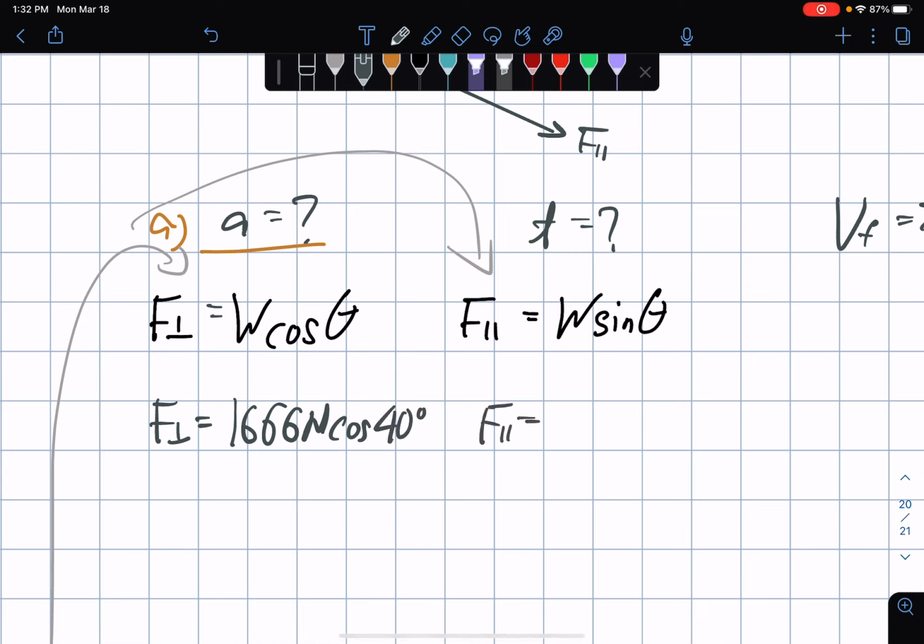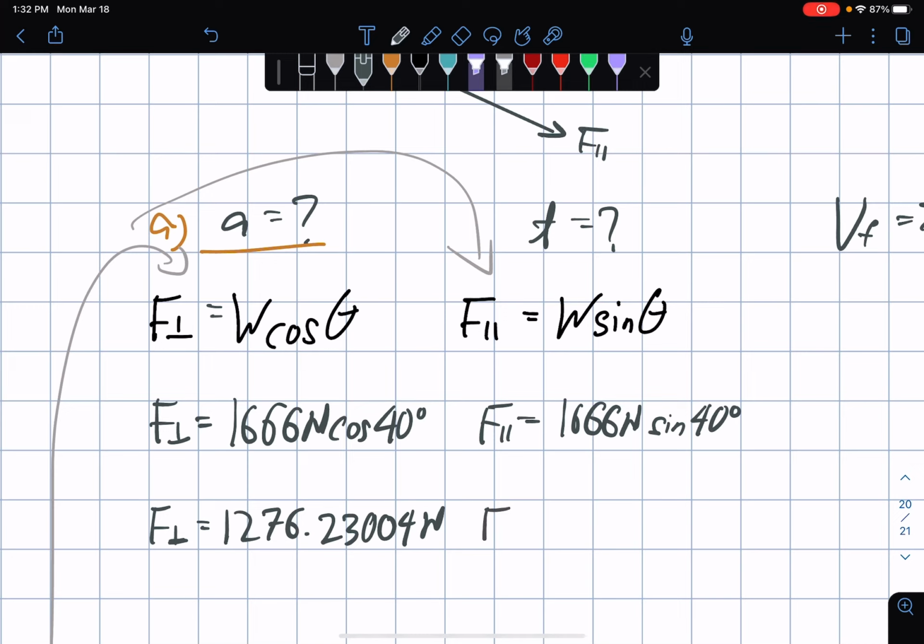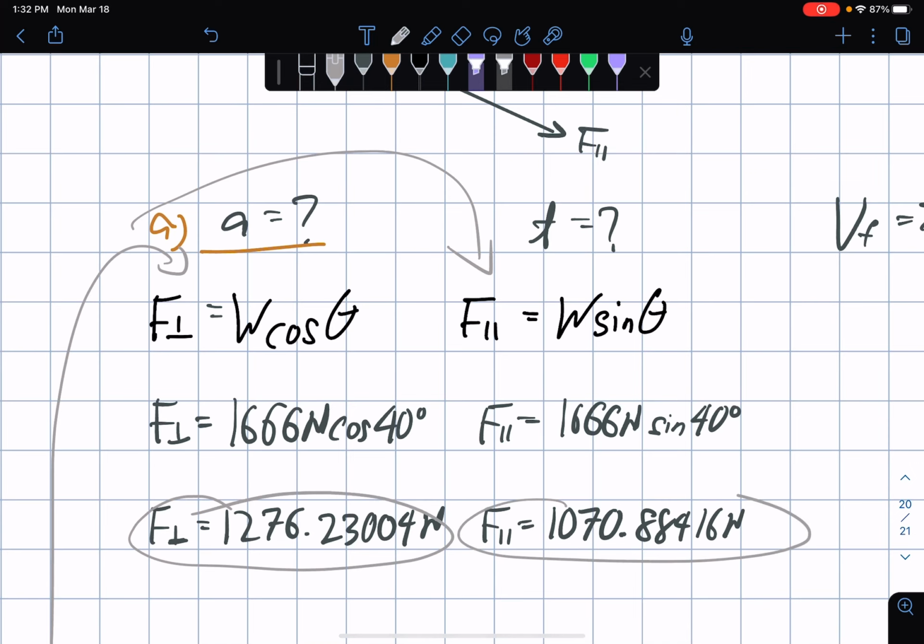For the force parallel, it's 1666 newtons, but this time it's sine. The same thing, 40 degrees. So what does the calculator say for the value of force perpendicular? It is said to be 1276.23004 newtons. For force parallel, it is said to be 1070.88416 newtons. So encircle them, they're not final yet.